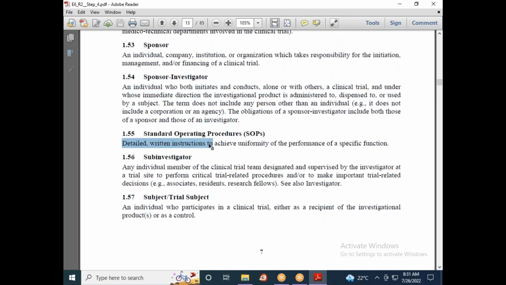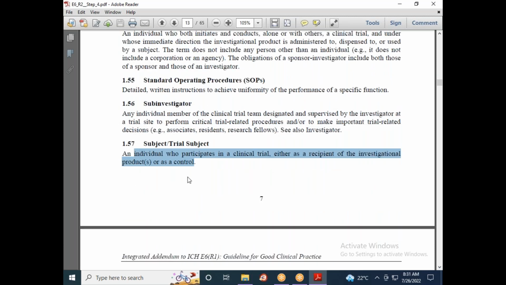SOP stands for standard operating procedure. A person who participates in a clinical trial, we call a subject or a trial subject.